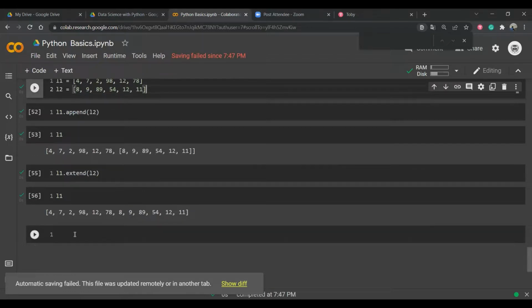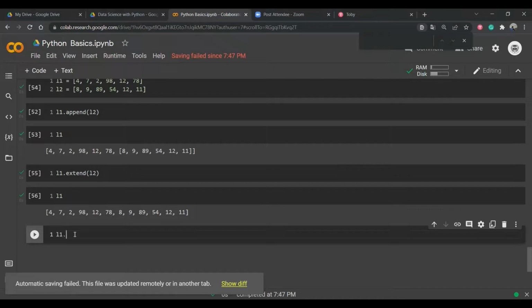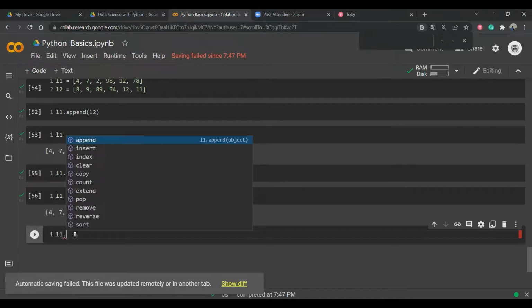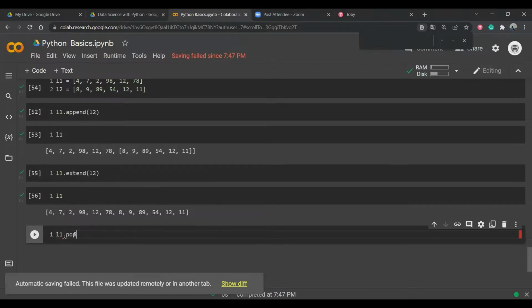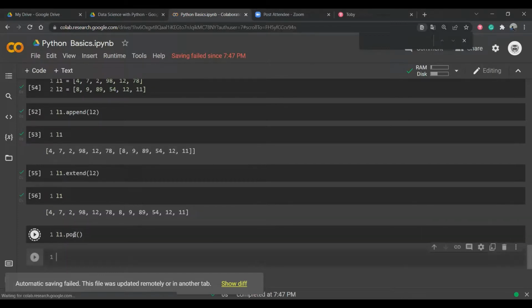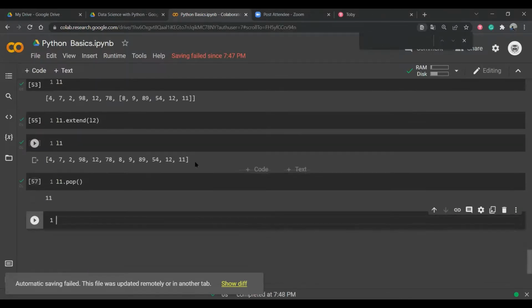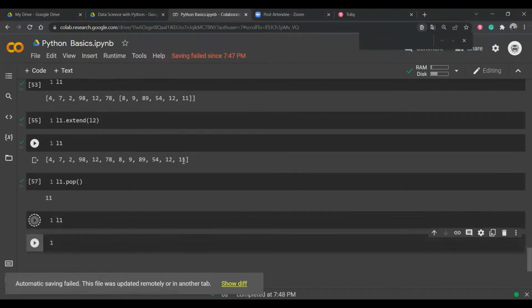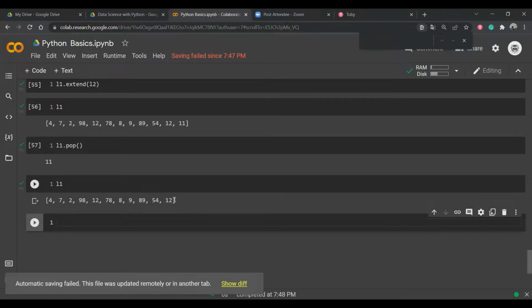Now there are some more functions of list, but these functions are quite easy to understand, so you can even try to understand them on your own. There is a pop operation. Pop means if you want to delete an element, we delete from the last. At last we have 11. Now if you run L1 again, you can see that 11 is deleted.